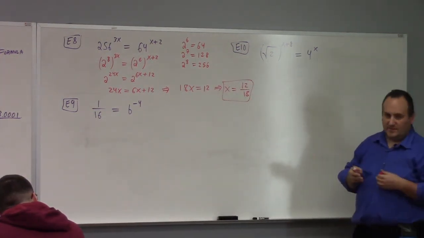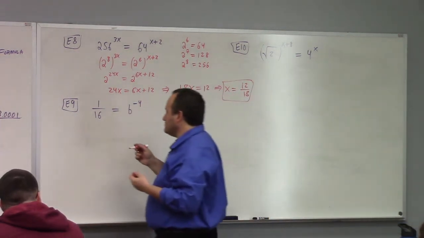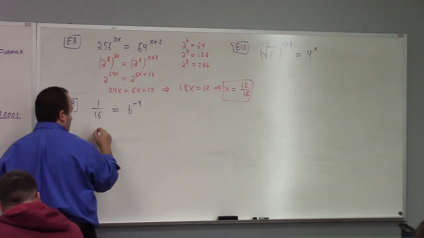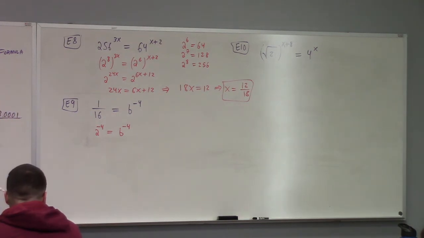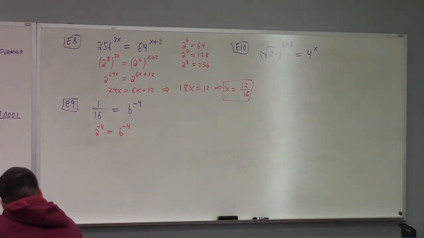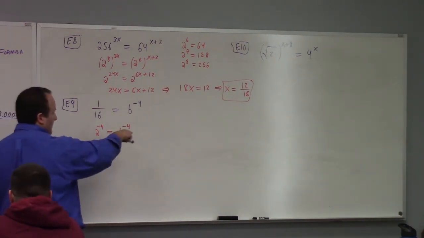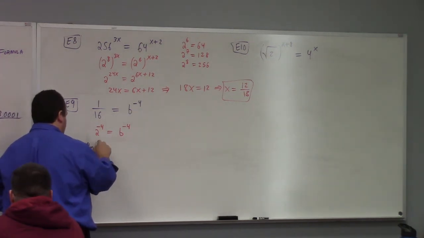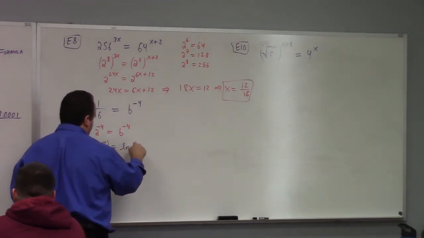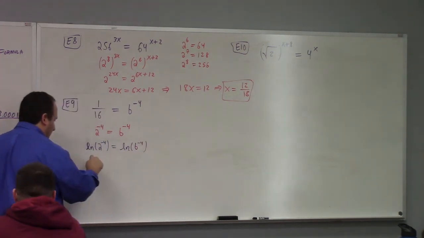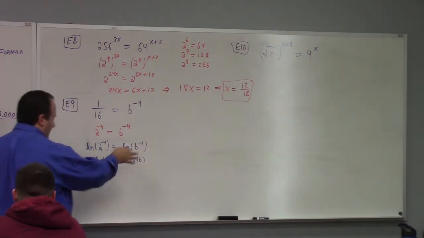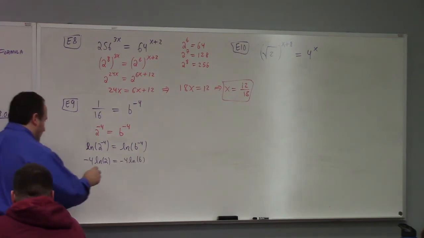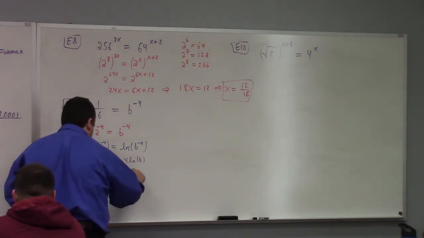The next problem is easier, right? Because this is 2 to the minus 4 equals b to the minus 4. I said we were not going to use logs. Maybe we should use the log here, though. If I take the natural log of both sides, what happens? We get minus 4 natural log of 2 equals minus 4 natural log of b. The minus 4's cancel, and that gives us natural log of 2 equals natural log of b, right?